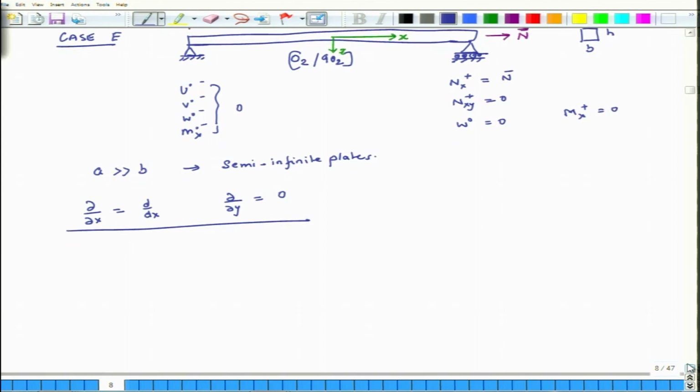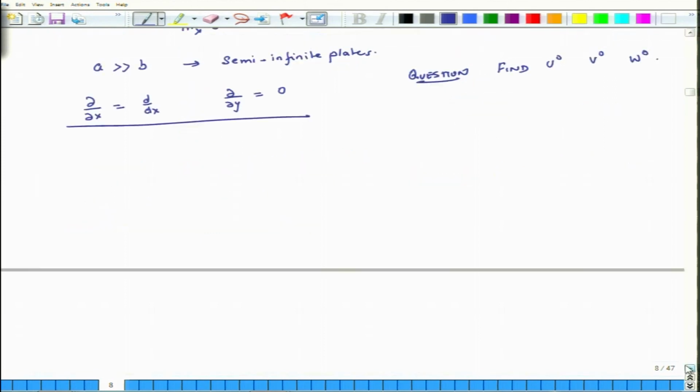So, now the question is, find u naught, v naught and w naught. So, we start with the differential equations of equilibrium.